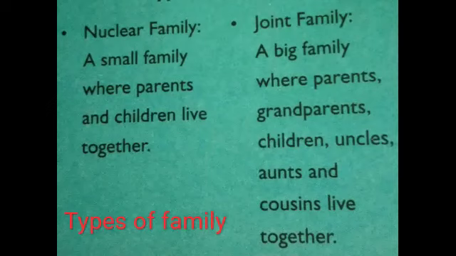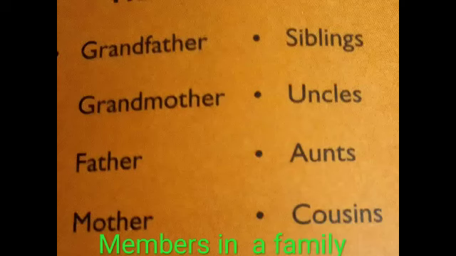Now it's time to revise what we have learned from this lesson. We have learned different types of families. There are two types of families. One is nuclear family, another one is joint family. Small families are known as nuclear families and big families are known as joint families. We have also learned the members in a family. Who are our grandparents? Who are our uncles, aunts and cousins? These are the things we have learned from this lesson.